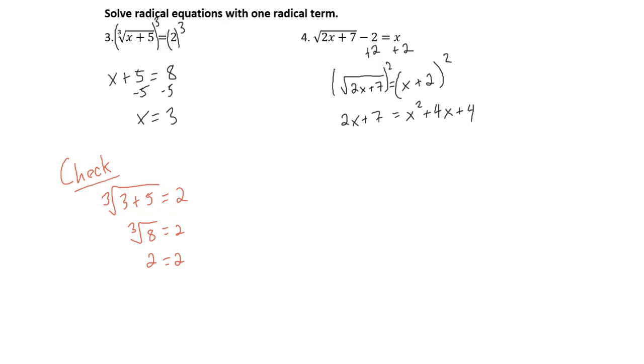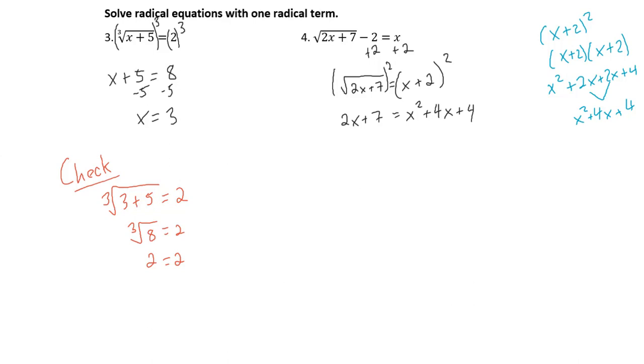Now, if you don't know where that comes from, we can write it out. x plus 2 squared is x plus 2 times x plus 2, which is x squared plus 2x plus 2x plus 4, and the middle becomes 4x. So that is where that comes from. All right, let's continue working the problem.